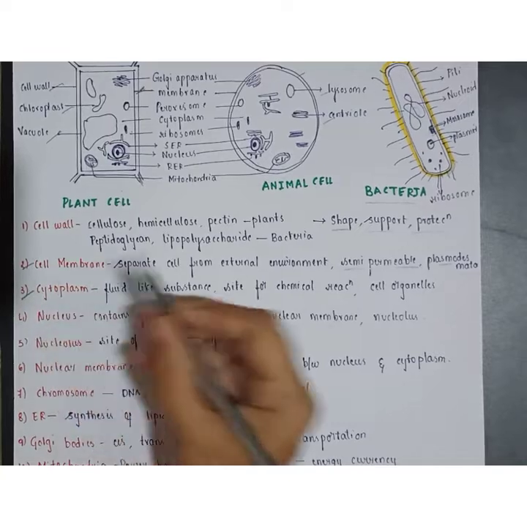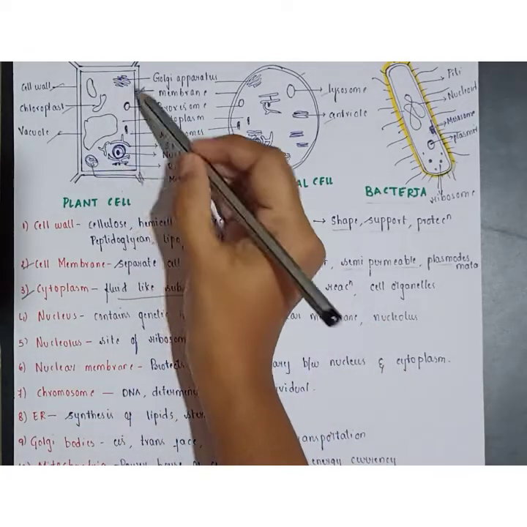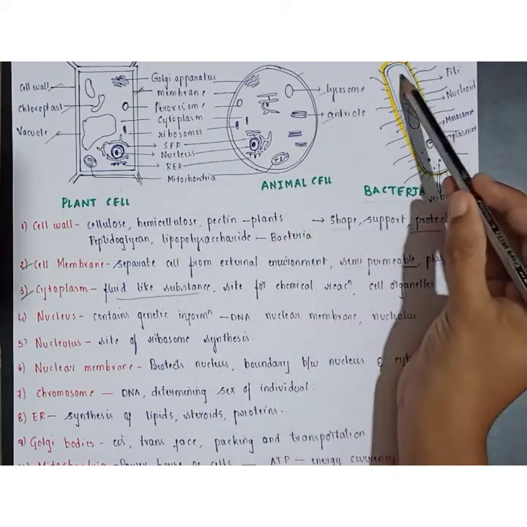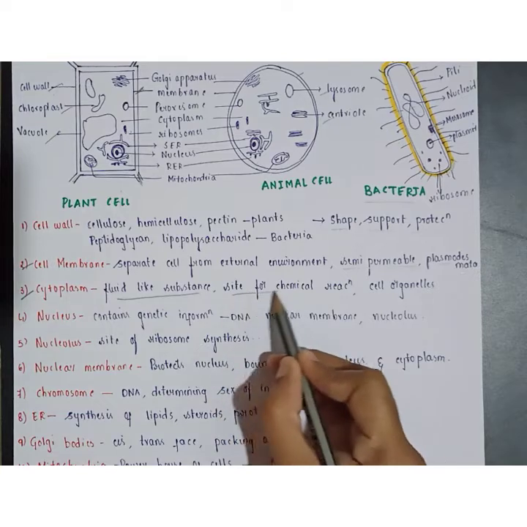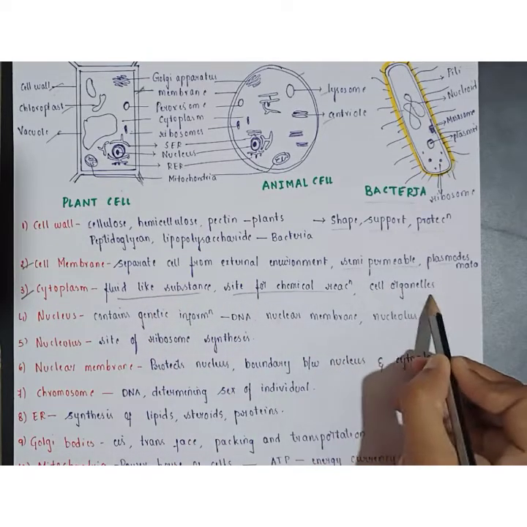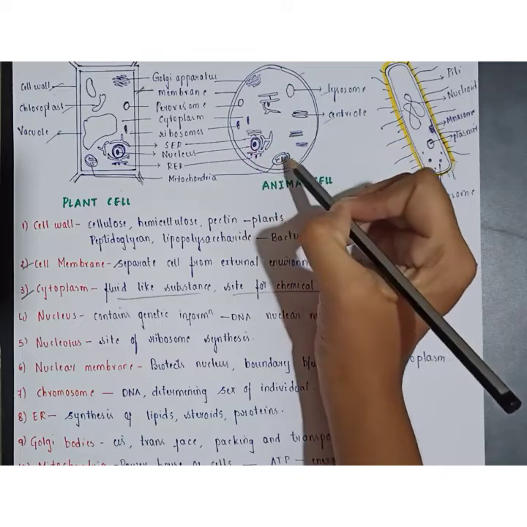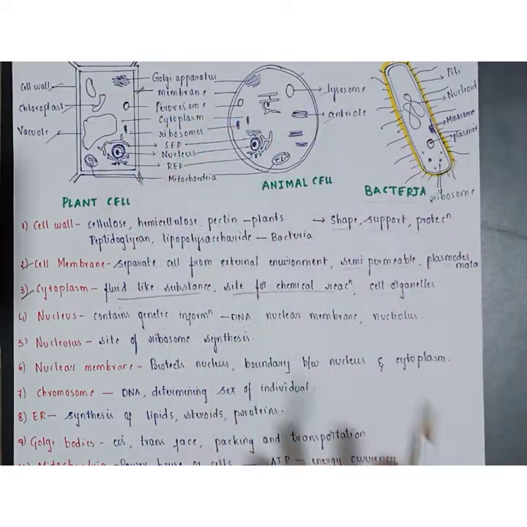Next one is the cytoplasm. This is the fluid-like substance. This entire fluid-like substance in the cell is called the cytoplasm. It is the site for chemical reactions, meaning all the chemical reactions occurring inside the cell occur in the cytoplasm itself, and the cytoplasm also contains cell organelles. The entire space internal to the plasma membrane is called cytoplasm.